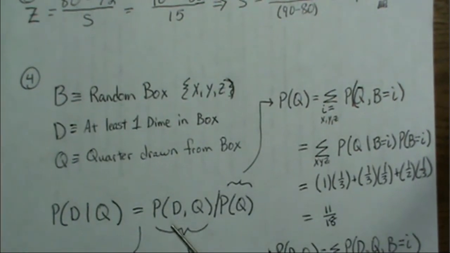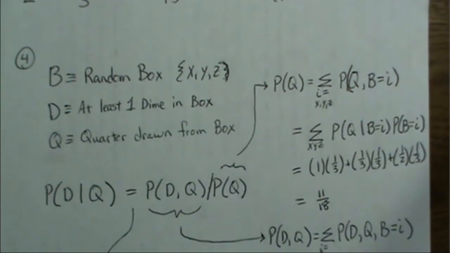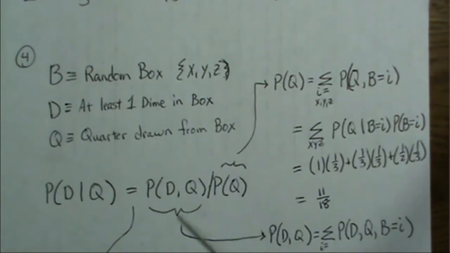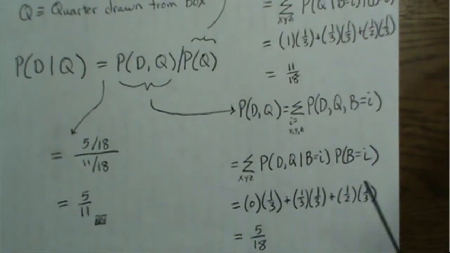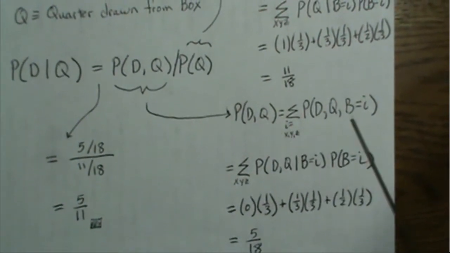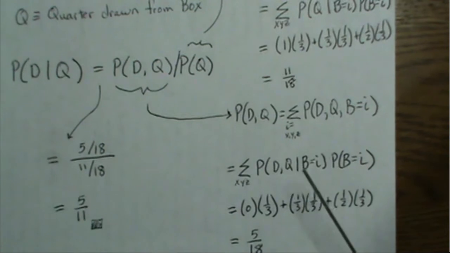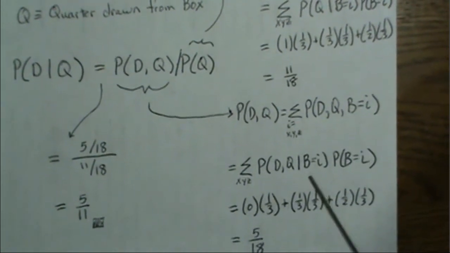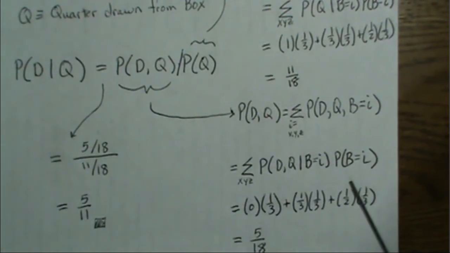So now this joint distribution here, D comma Q, so it's the probability that there's a dime in the box and we draw a quarter. So again, we add a variable here, B, and we sum over all the outcomes, X, Y, and Z. So this doesn't change that probability. But here we can change it into a conditional probability. So given box B, and then we have to take it times the probability of drawing box B.